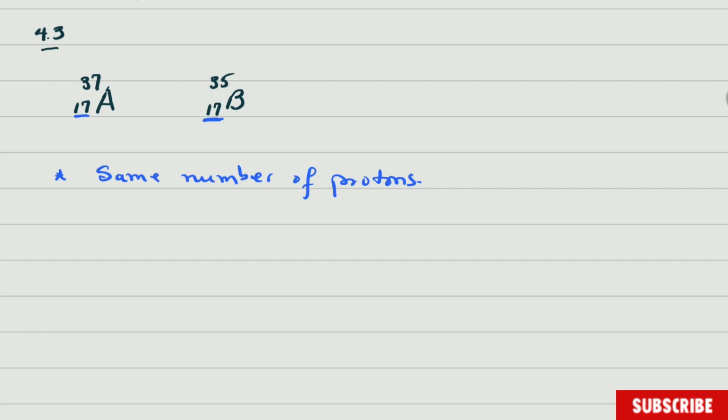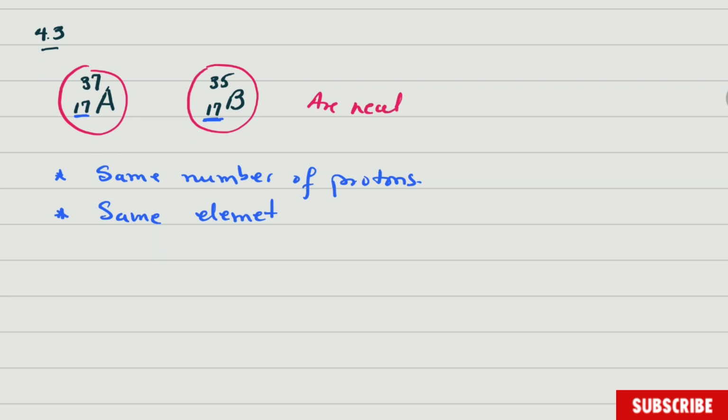Now, important, if they have the same number of protons, it means that they belong to the same element. Because they have the same number of protons, there is no other way that they could be of different elements. So they are the same element. And finally, because these two atoms here are both neutral and both have 17 protons, they will also have 17 electrons each, because they are neutral. So as you can see here, they also have the same number of electrons.